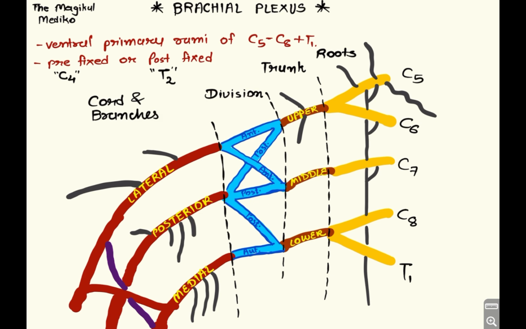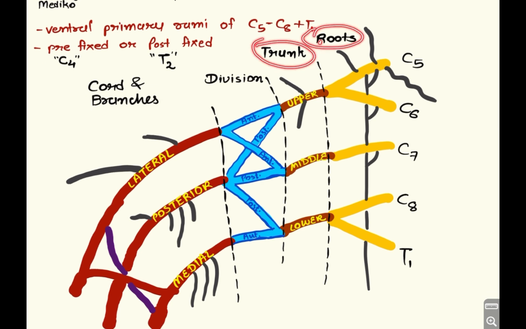Now let's come to the main topic, the formation of this brachial plexus. Actually, brachial plexus has 5 parts. It has roots, trunks, divisions, cords and branches, right? Out of these, roots and trunks are supraclavicular, located above the clavicle. Divisions are retroclavicular, so they are situated behind the clavicle, and cords and branches are infraclavicular, so they are situated below the clavicle, right?